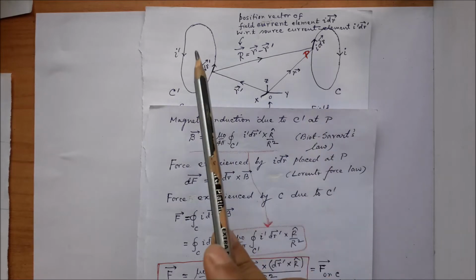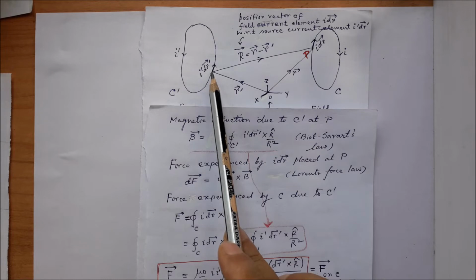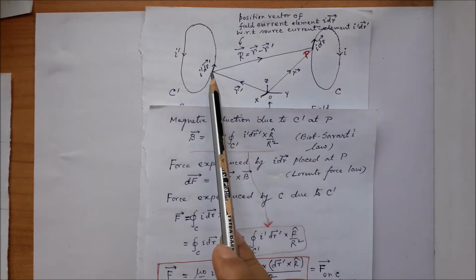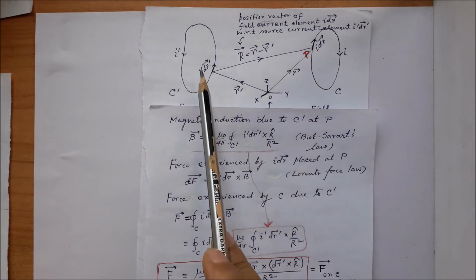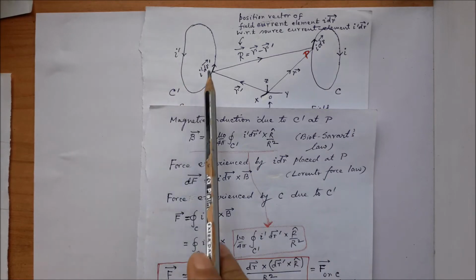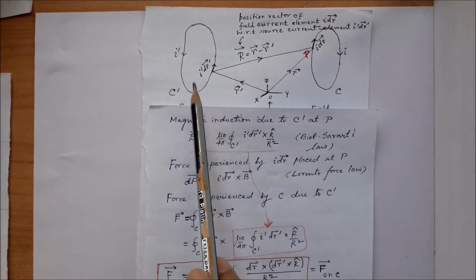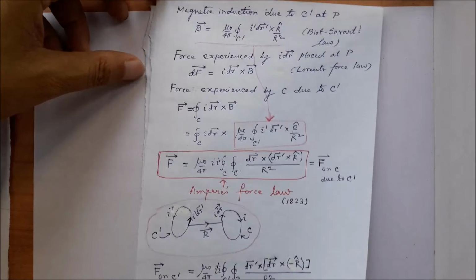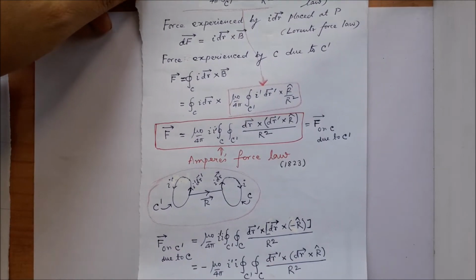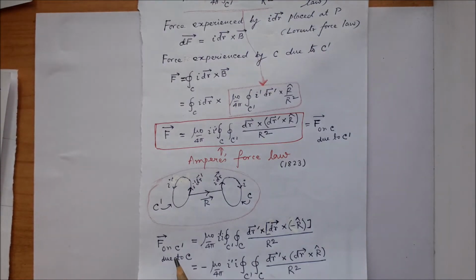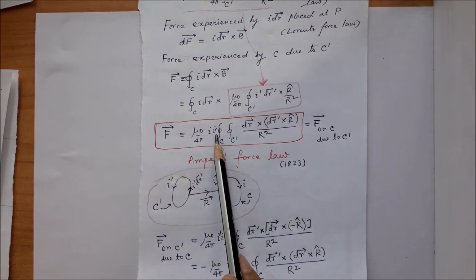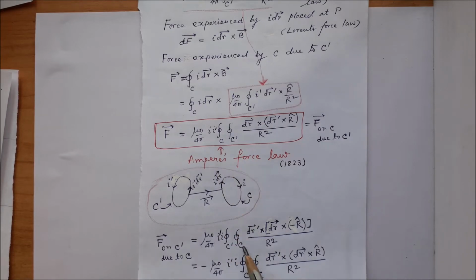Now this is a current element. It will also produce its field at the location of I prime dr prime, and therefore we can similarly write down Biot-Savart's law to get B due to IDR here, and then use Lorentz force law to obtain the total force experienced by C prime, it being in the field of C. So force on C prime due to C is written over here, and here what we have done is we have interchanged I by I prime, C by C prime, dr by dr prime, and dr prime by dr.